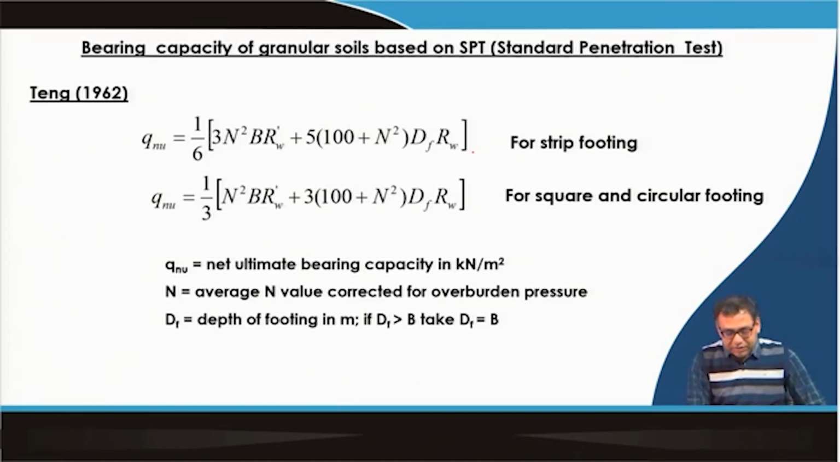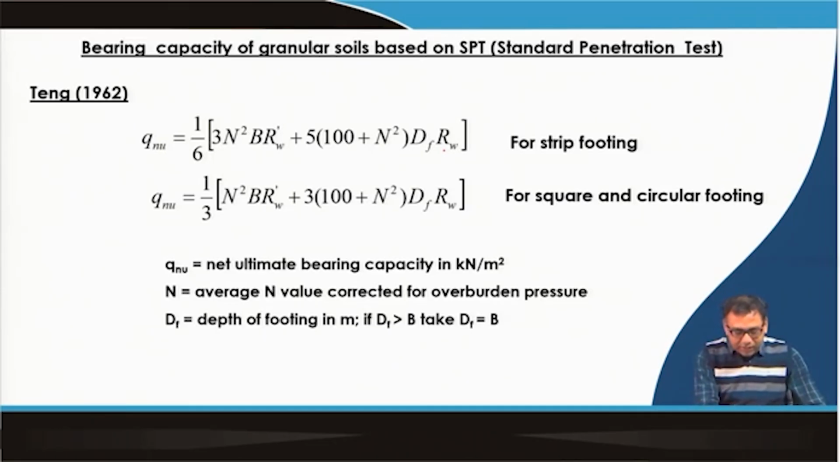These are empirical equations where Df is the depth of foundation, and Rw and Rw dash are the correction factors due to water table. I will discuss how you will determine Rw dash and Rw. N is the corrected N value for overburden pressure, and this is the average N value. I will also discuss what the average N value is. If the depth of foundation is greater than B, you consider depth of foundation equal to B. These are the two equations.